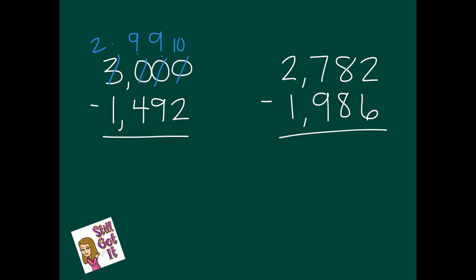So now I can go ahead and subtract. 10 minus 2 gives me 8. 9 minus 9 gives me 0. 9 minus 4 gives me 5.